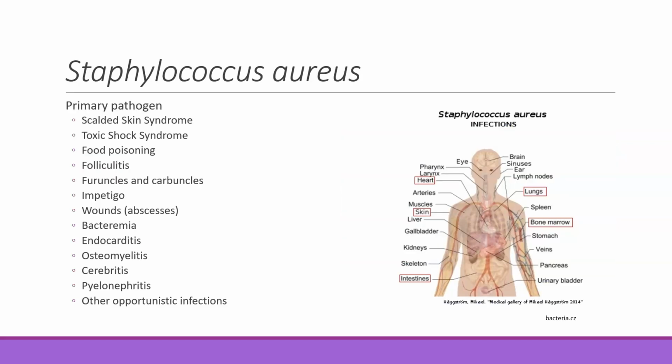Some of the things that we see in somebody with a Staph aureus infection: we see scalded skin syndrome sometimes. Toxic shock syndrome can be caused by Staph aureus. Certain types of food poisoning, which is usually caused by the toxin that comes from staph. Folliculitis, which is a skin infection. Furuncles and carbuncles, which are deeper skin infections. Impetigo, we can see wounds or abscesses.